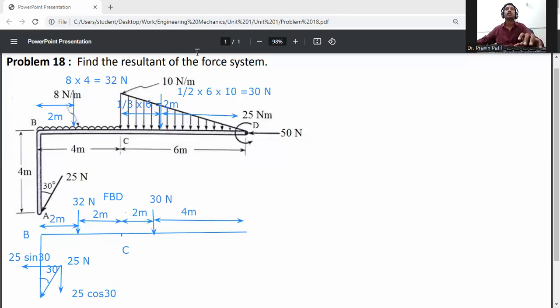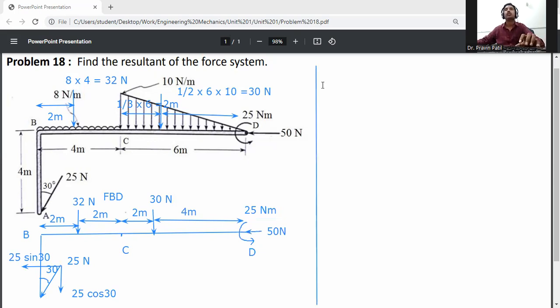Okay. So there is one couple load acted here, that is 25 Newton meter. And one point load acted, that is 50 Newton at D. This is the free body diagram of AB, BC, CD. This one is D.